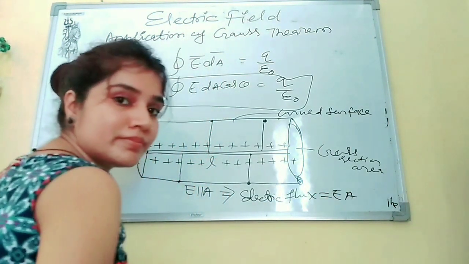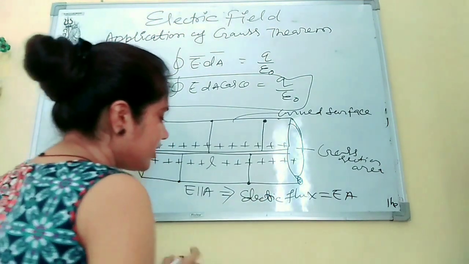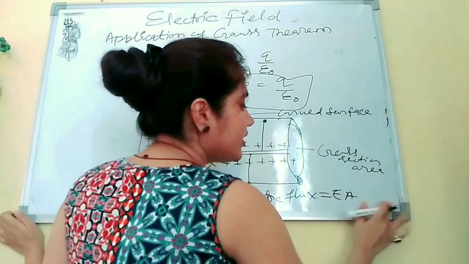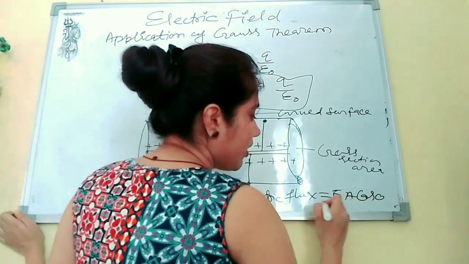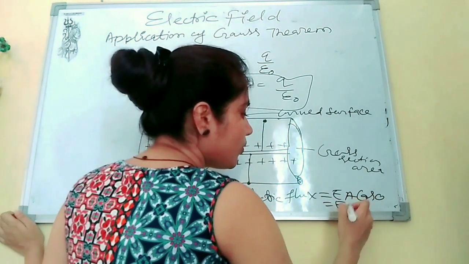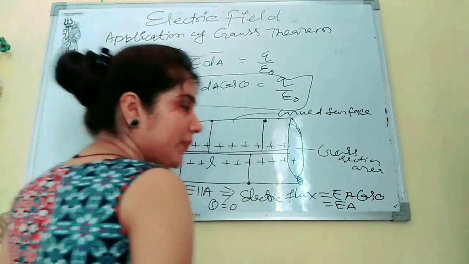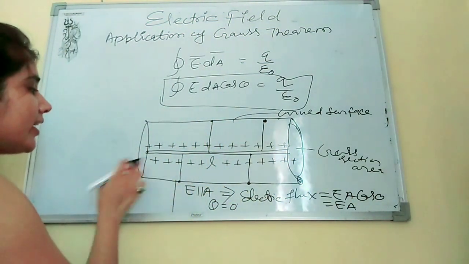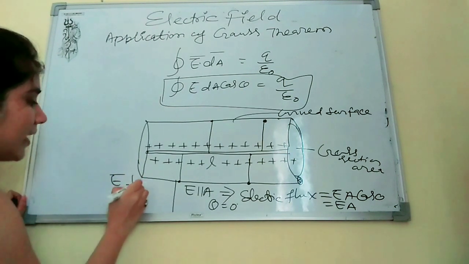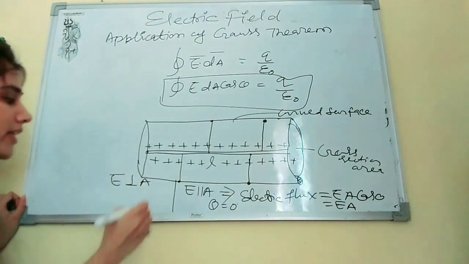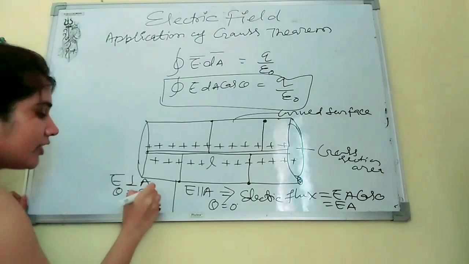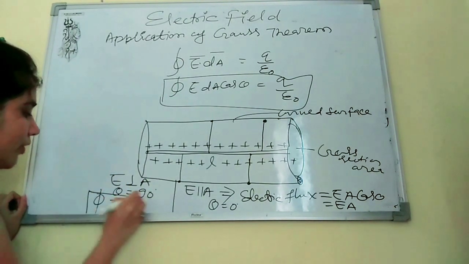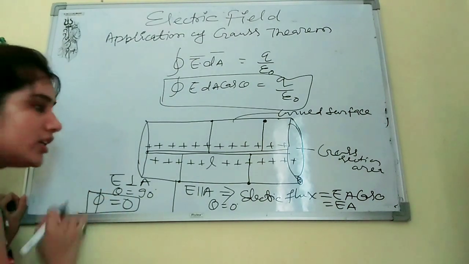EA, because in this condition theta will be 0 and the value of cos theta is 1. So we will find EA. If the electric field and area are perpendicular to each other, then theta will be 90 degrees. In this condition, the flux will be 0. We will not get the flux in this condition.